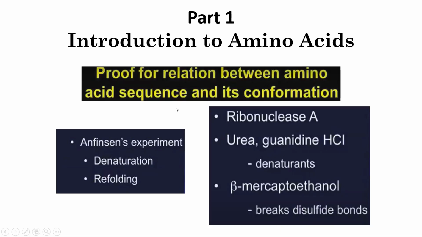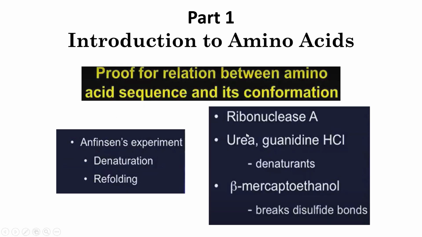Then proof for the relation between amino acid sequence and conformation. Basically, the amino acid sequence is called the primary structure of a protein, and depending upon the sequence, a secondary structure is formed. If the sequence is different, the secondary structure will be different. You might have heard about the alpha helix structure, the beta pleated structure, etc. Whichever type of structure forms depends upon the sequence.